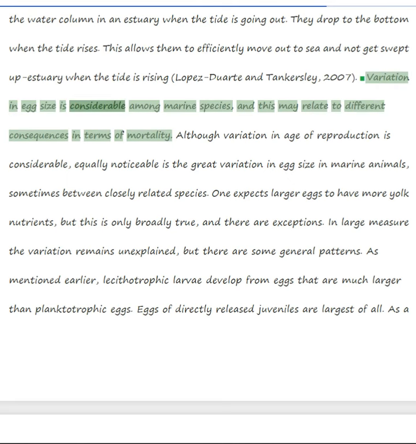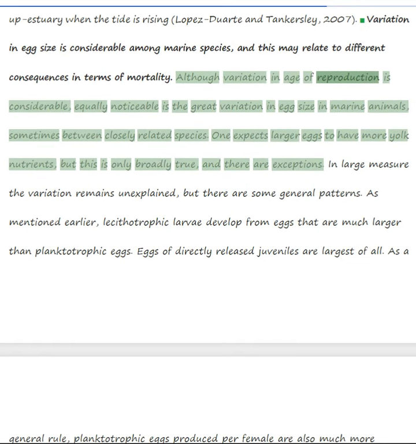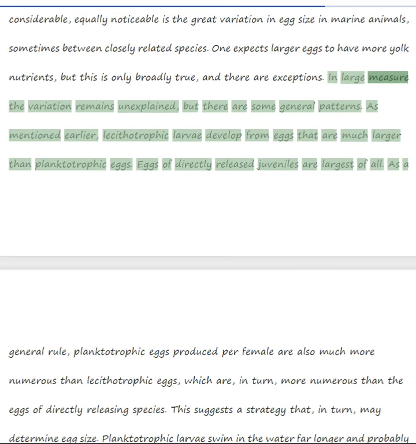Variation in egg size is considerable among marine species, and this may relate to different consequences in terms of mortality. Although variation in age of reproduction is considerable, equally noticeable is the great variation in egg size in marine animals, sometimes between closely related species. One expects larger eggs to have more yolk nutrients, but this is only broadly true, and there are exceptions. In large measure, the variation remains unexplained, but there are some general patterns.